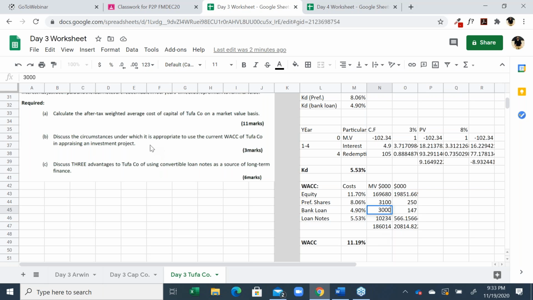So discuss the circumstances under which it is appropriate to use the current WACC of TUFA company. Now, I calculated this current weighted average cost of capital of the TUFA company, right? 11.19%. It says that in what circumstances TUFA company can use this 11.19% for appraising any project, that is calculating NPV with the help of this. Now, whenever you get this question, remember the assumptions that we have.